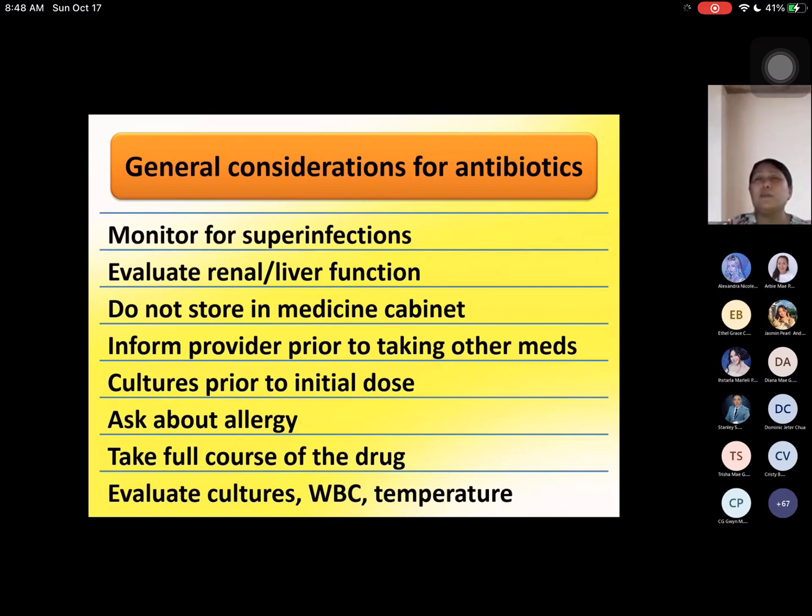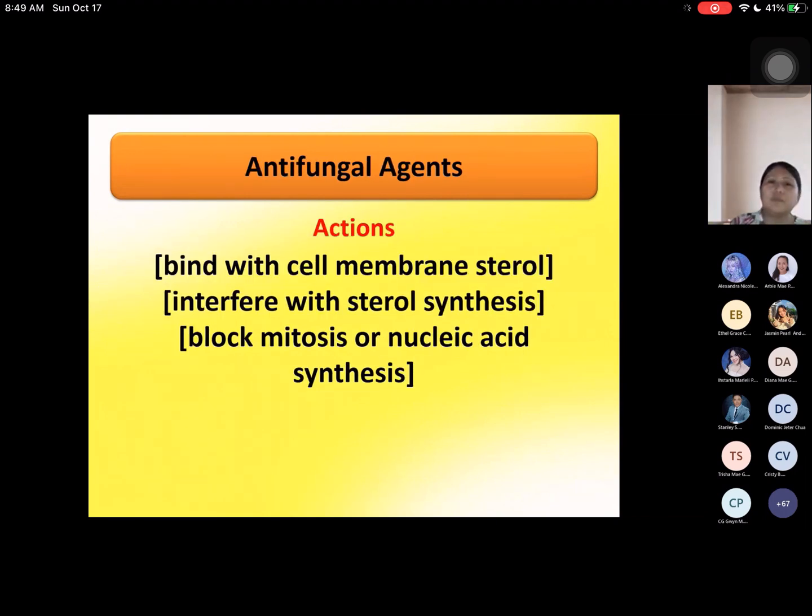Okay? And then evaluate cultures. So WBC, the temperature, this is to determine the effectiveness of the drug. Okay? These are the general considerations for antibiotics. For the antifungal drugs, the action is usually they bind with cell membrane sterol. Okay? Interfere with sterol synthesis and block mitosis or nucleic acid synthesis. Okay? So in these antifungal agents, they usually cause the cell membrane to be excessively permeable.